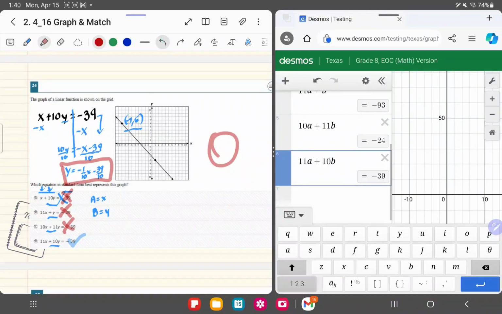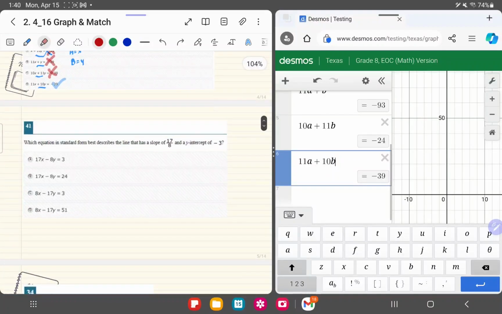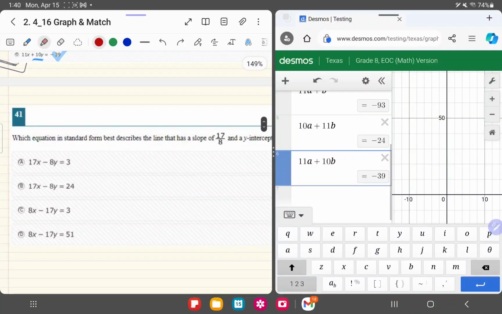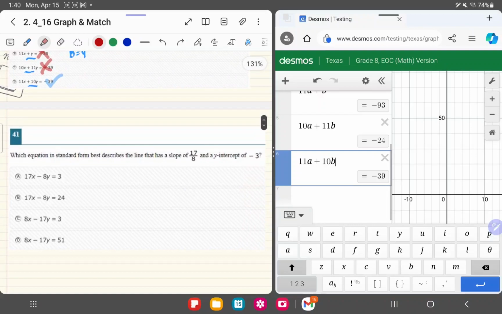All right, so let's go back and go over the last problem. Same thing over here, and now you don't have a graph to match. And this is why I like this method. So let's read this one. Which equation in standard form best describes the line that has a slope of 17 over 8 and a y-intercept of -3.